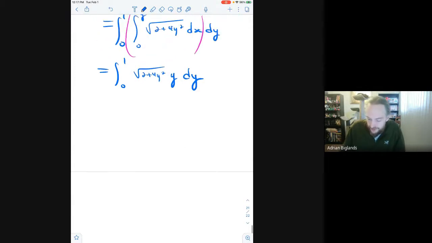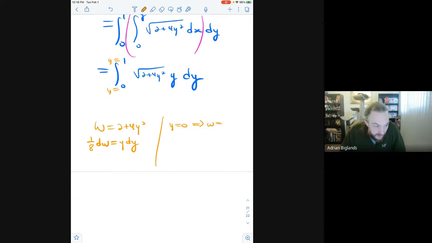Now I can use a substitution. This is y equals 0 to y equals 1. So I let w equal 2 plus 4y squared. Then 1 over 8 dw equals y dy. And I have to change my bounds. When y is 0, w is equal to 2. And when y is equal to 1, w is equal to 6.